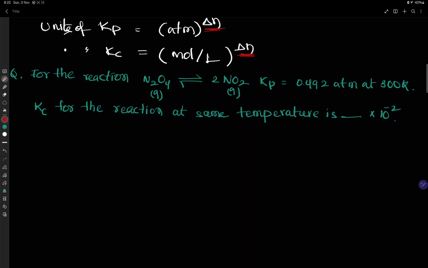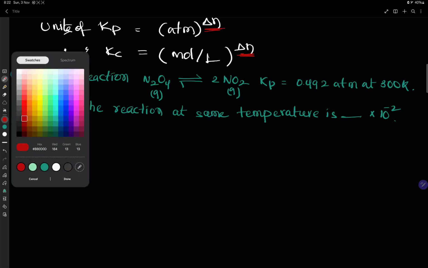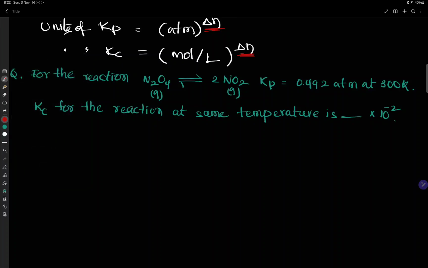This question was asked on January 29th, shift 1, 2024. Okay, how to solve this?